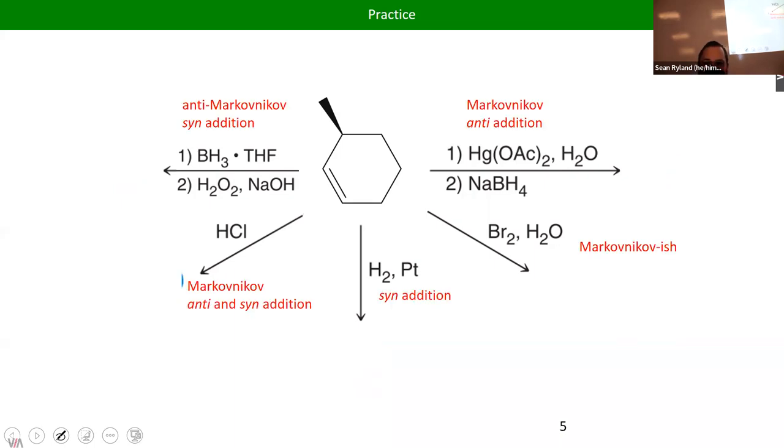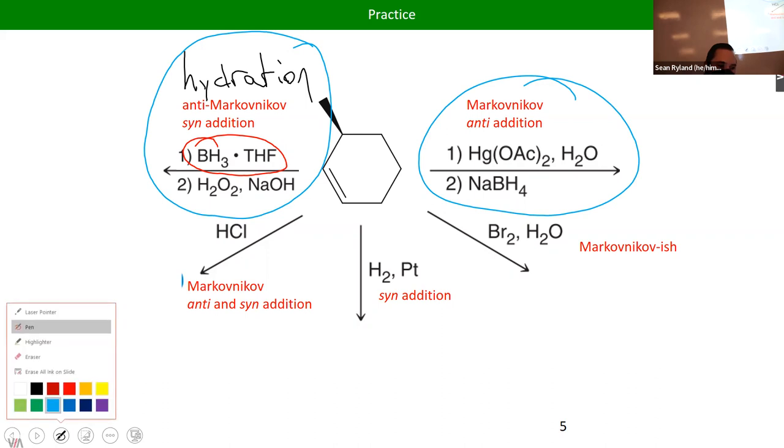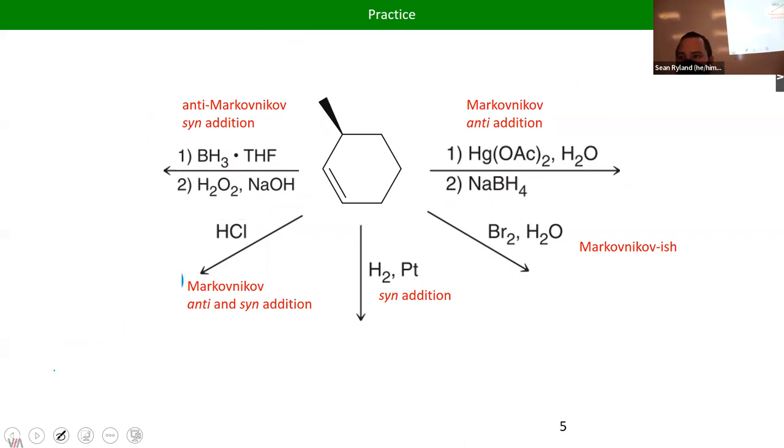So we had syn addition for the hydroboration, we're going to add its hydration. As is this one. These are both hydration. One's Markovnikov, one's anti-Markovnikov. And they add to opposite sides as well. So we wind up with, for the Markovnikov anti-addition, we add the hydrogen to one side, the OH to the other side.